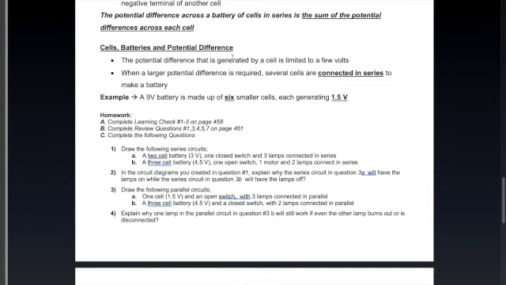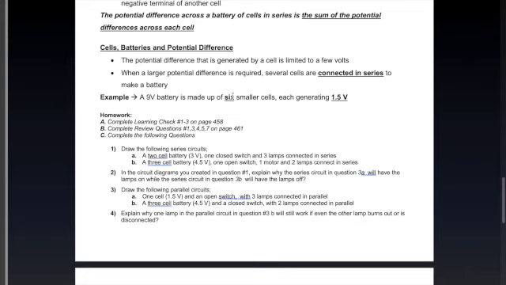Okay, the potential difference that is generated by a cell is limited to a few volts. When a larger potential difference is required, several cells are connected in series to make a battery, right? Yeah, this is a little interesting point here, and this is one of the questions in the textbook, so this will help you with that. So like a 9-volt battery, right?